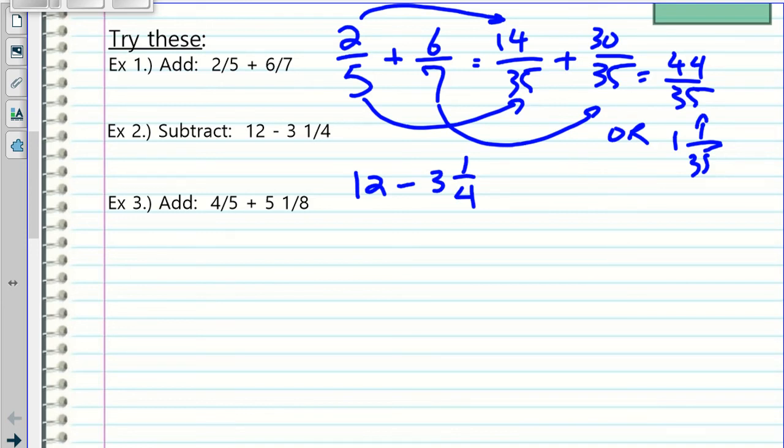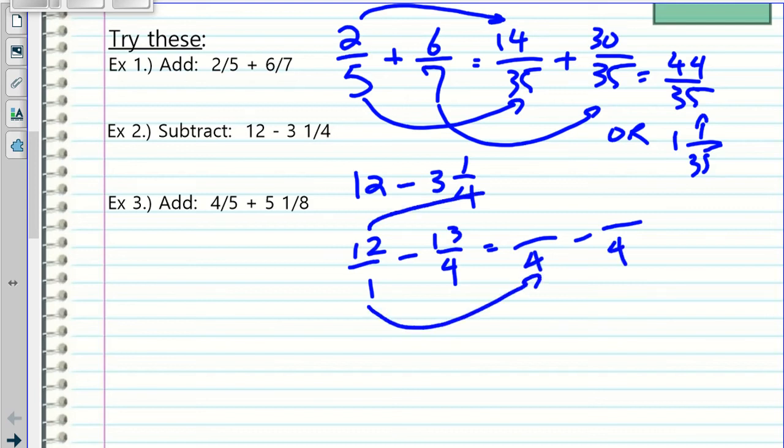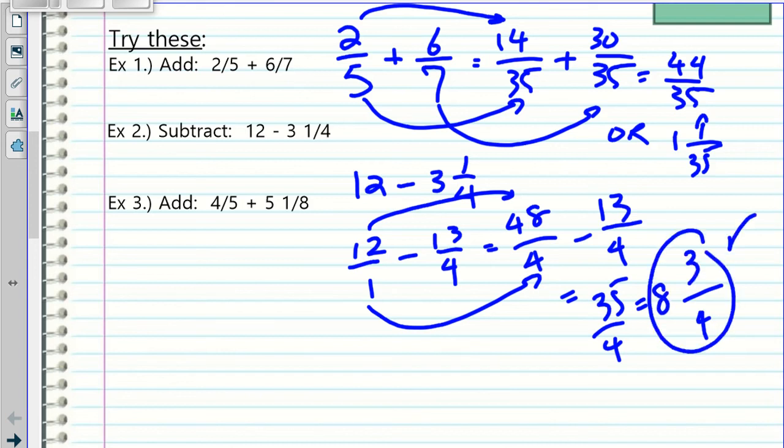All right, okay. Now this one, I should use a different ink. All right, now this is 12 over 1 minus 13 fourths, right? Common denominator is, yep, that's right, 4. So 1 times 4 is 4, 12 times 4, 48. That stays the same. Subtract, what is that? 35 over 4. So that's 4 going into 35 8 times, 8 and 3 fourths.